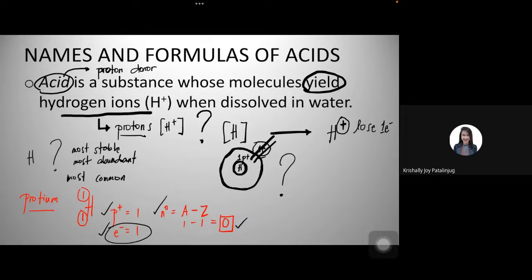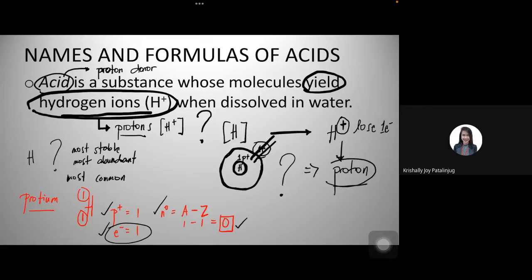What is retained? What is left? You'll answer. Based on the illustration, if it donated the electron, what is left? Yes, only the proton is retained in the atomic structure. That is why I told you that the hydrogen ion is also known as proton. When it forms a hydrogen ion, it is equivalent to a proton based on its atomic structure. Since it loses the electron, what remains in its atomic structure is only the proton.